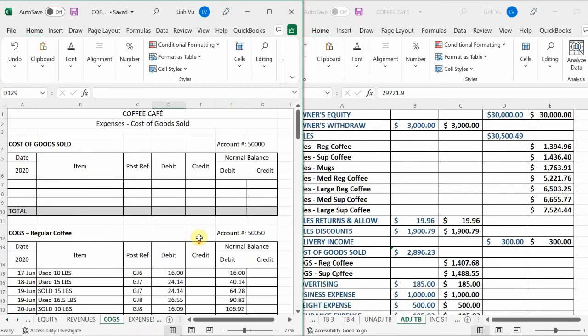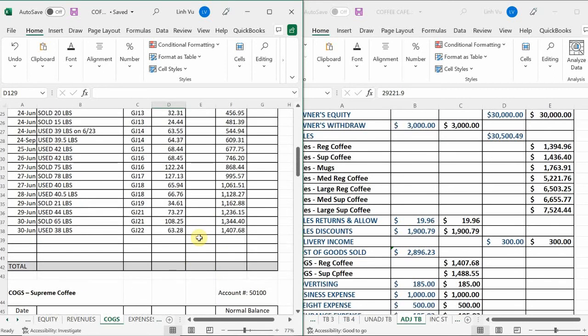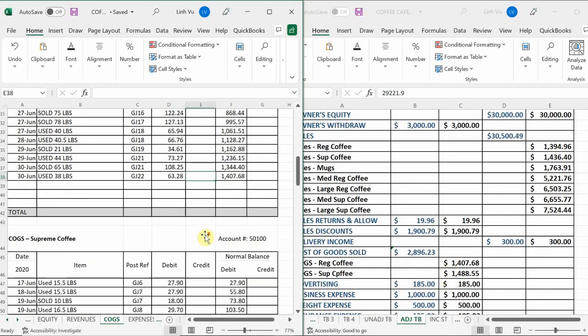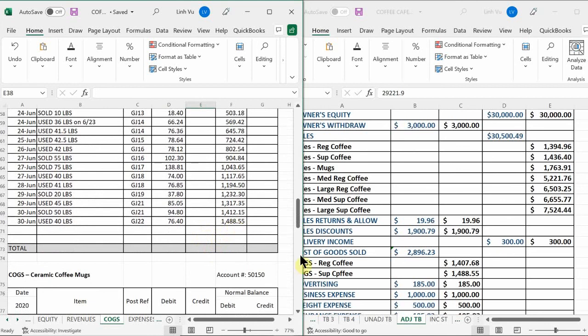So in this case, yes, we had a lot of cost of goods sold, right? Cost of goods sold for my regular coffee is 1407. My cost of goods sold for the Supreme coffee is 1488.